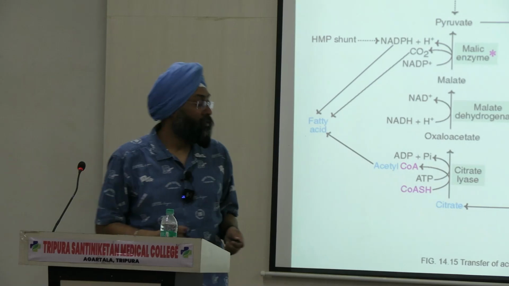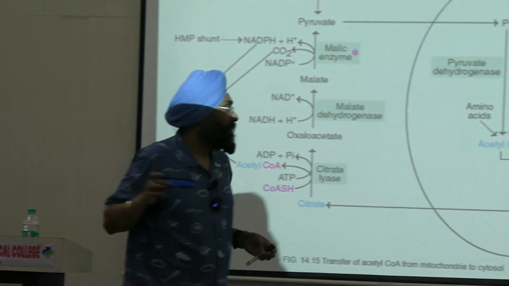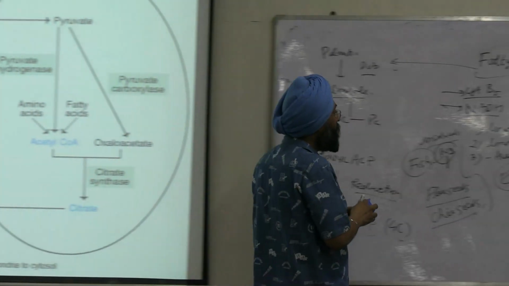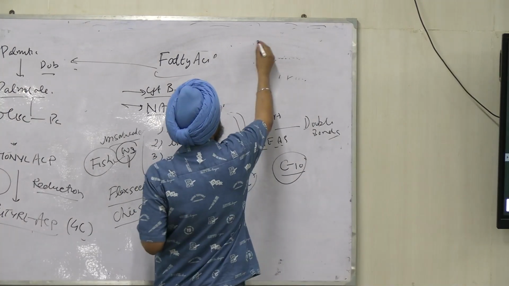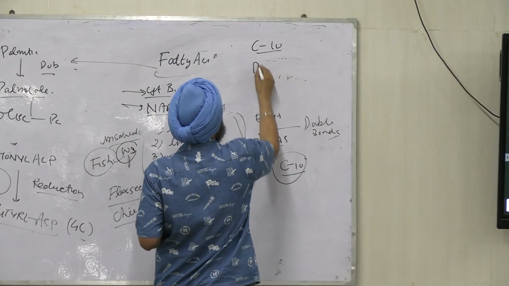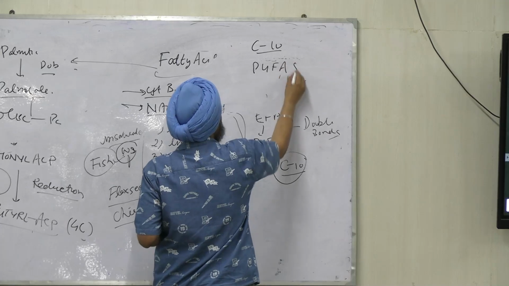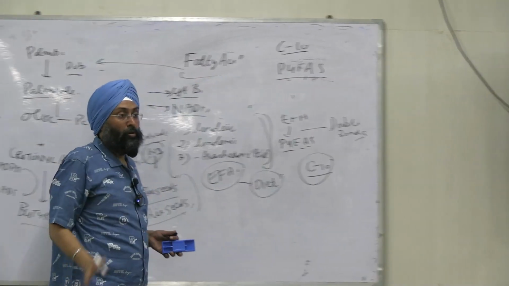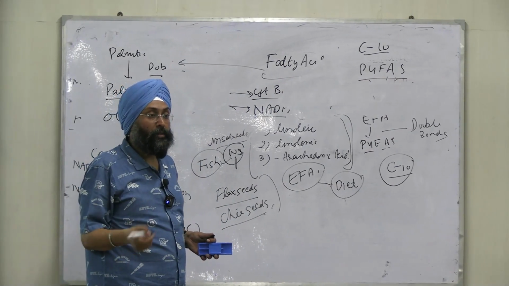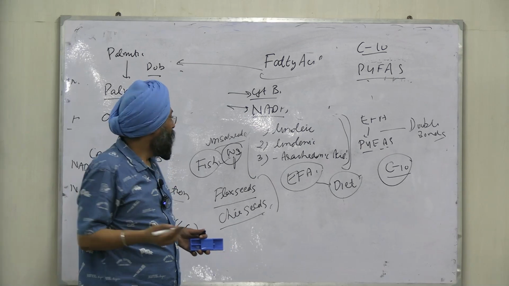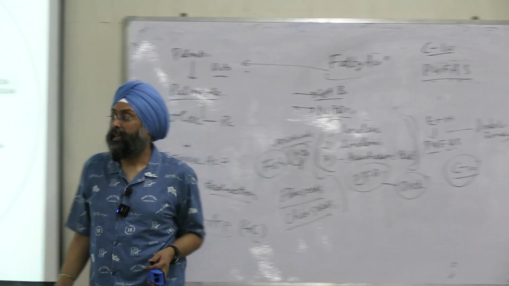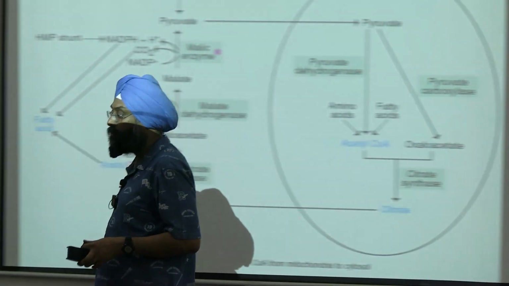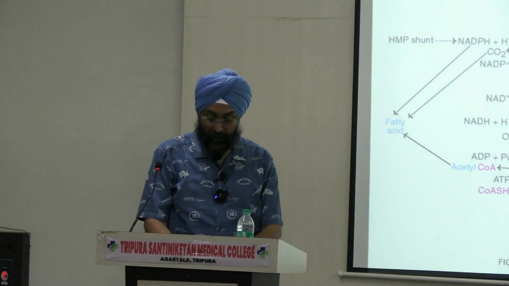And I told you about the PUFAs, these PUFAs, that humans don't introduce more double bonds beyond carbon 10. So humans lack the ability to introduce double bonds beyond carbon 10, right? So we have to take these in the diet, right? That is why they are essential fatty acids, because the body cannot synthesize them.